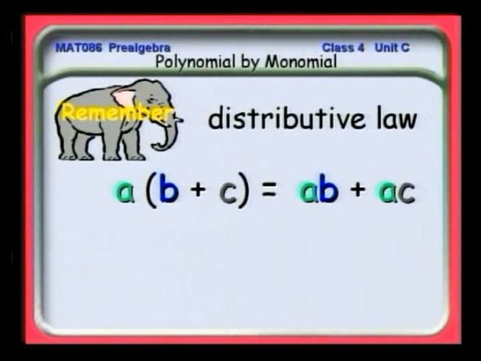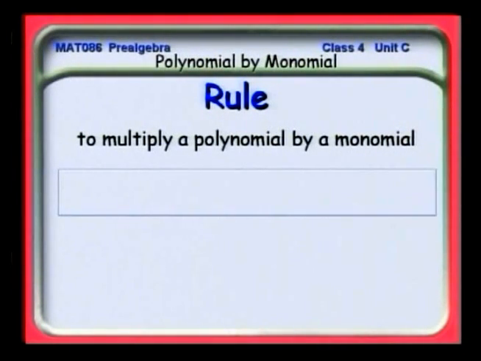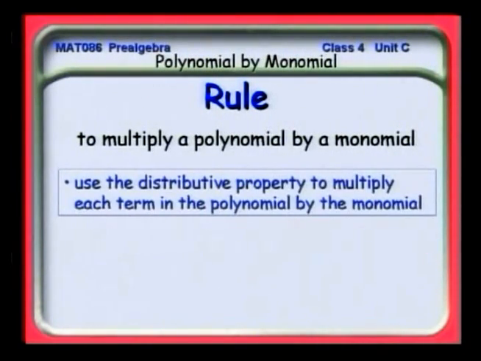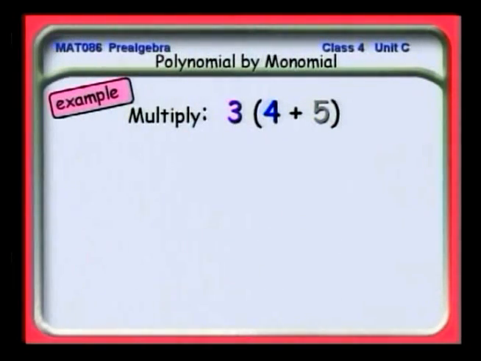So the result is A times B, I have to multiply A by the first term, and you can think of B plus C as a binomial, and I also have to multiply the A times the second term. Let's look at our rule. To multiply a polynomial by a monomial, here's what we do. We use the distributive property to multiply each term in the polynomial by the monomial. We remember that's the distributive rule, and here's how we apply it.